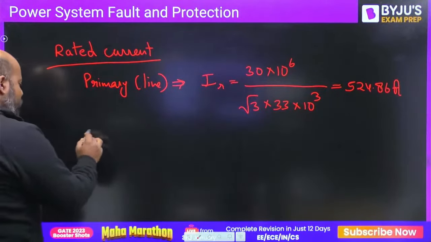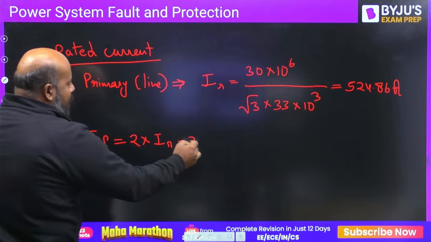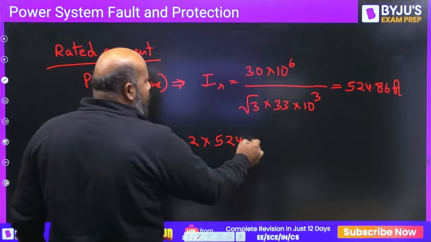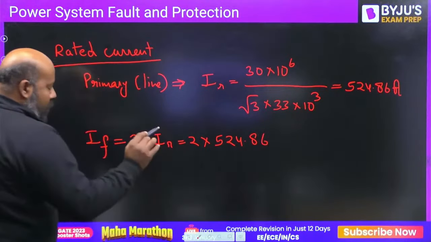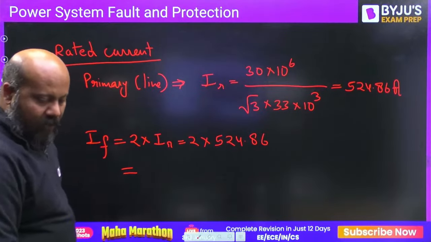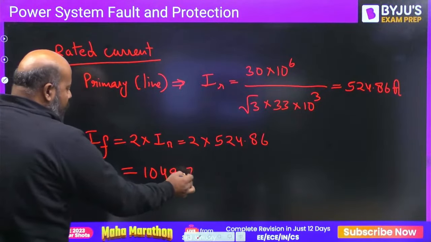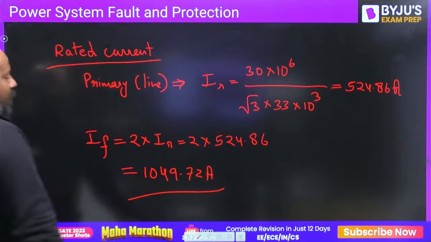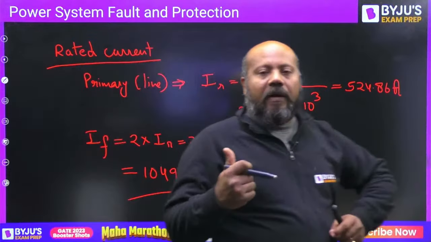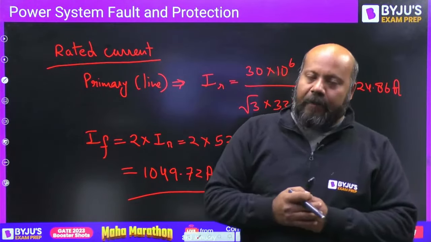So, what is going to be the fault current? He is saying 2 times the rated current. So, it is 2 times 524.86, which comes out to be 1049.72. Confirm this value, 1049.72 ampere. Because the fault current, the higher value, is going to be in the primary, and for the relay you will be dealing with the CT secondary. Okay.